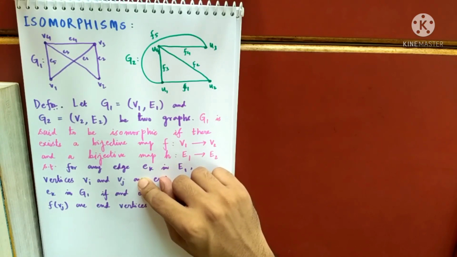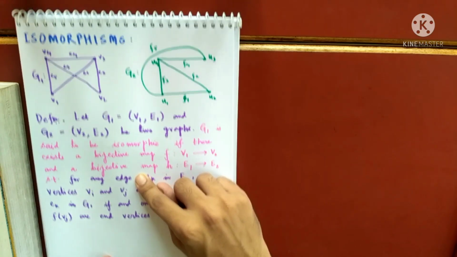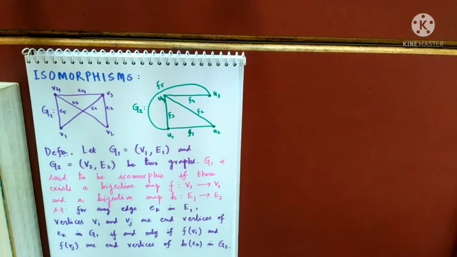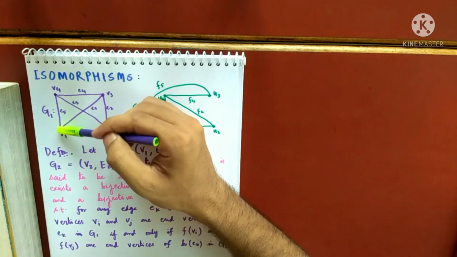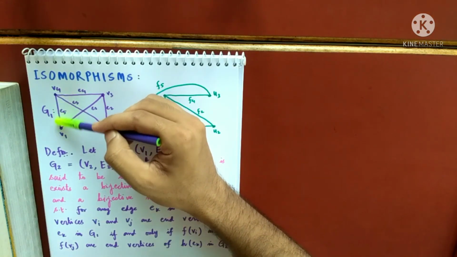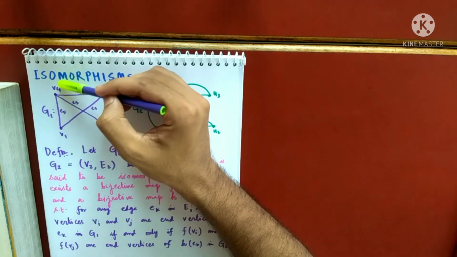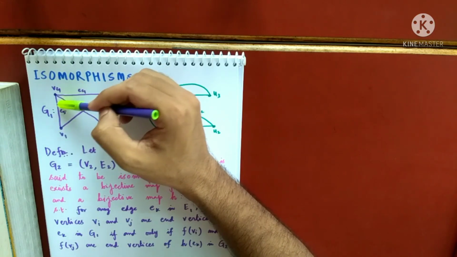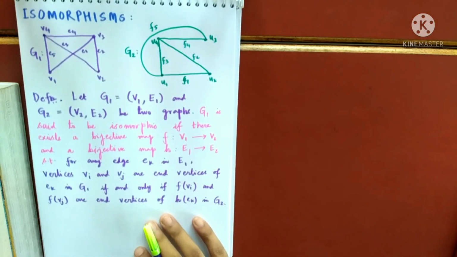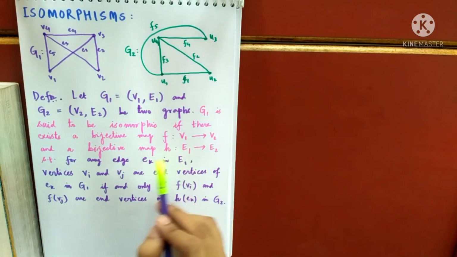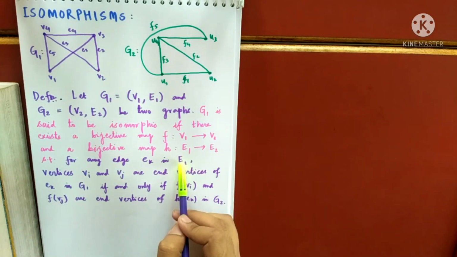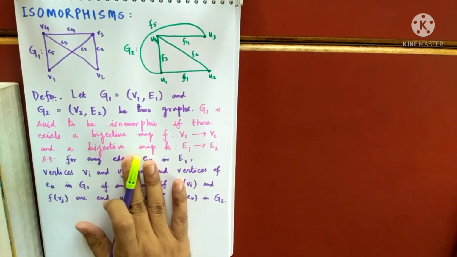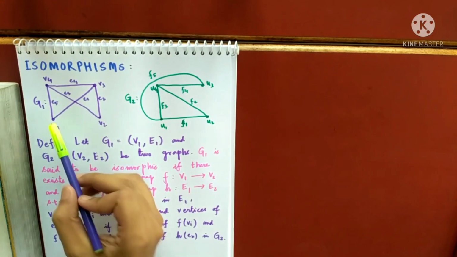So try to understand my point. If I am choosing any edge from the first graph, suppose I am choosing the edge E5. So E5 will have some end vertices. For example, V4 and V1 are the end vertices of E5. This is what I have written. So if I am picking up any edge Ek in the first graph, it will have some end vertices.